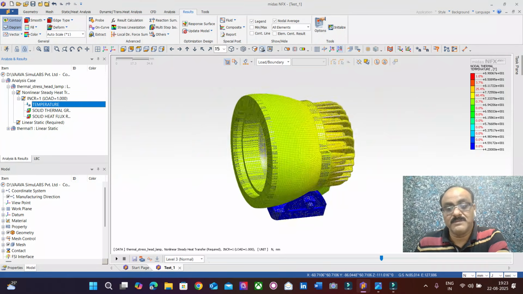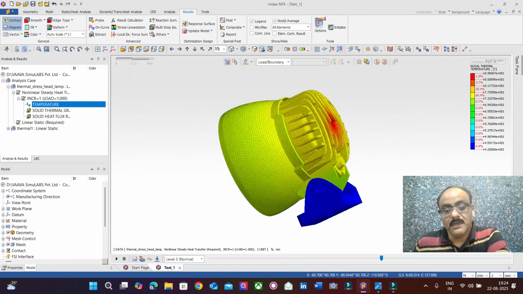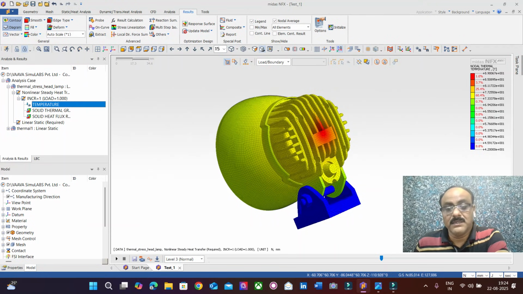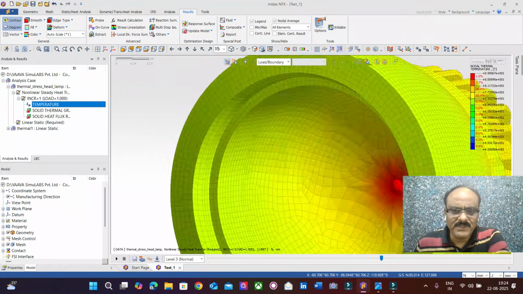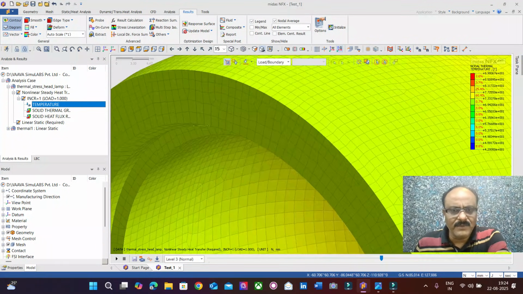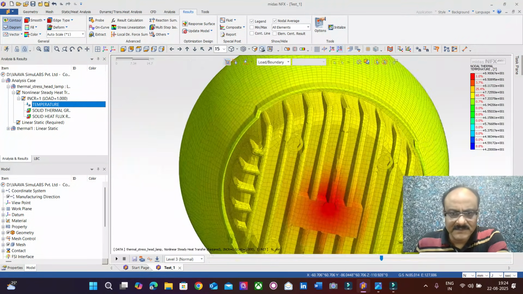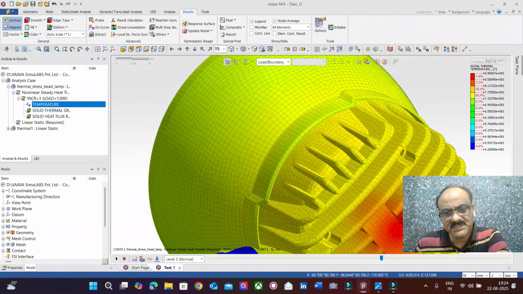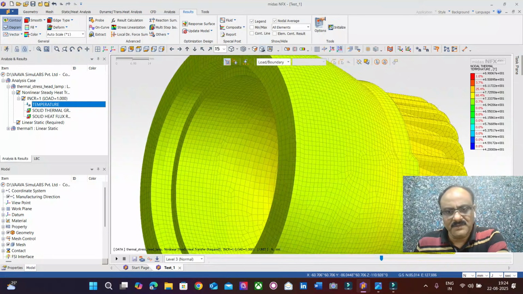Okay, so now the temperature plot is this. So here you will be able to see the contours. Okay, so this is going to be the temperature contour. You will find the entire projector lamp is meshed using hexahedral brick elements. Now these hexahedral brick elements are going to yield me the best results, and that is the main reason for me to use these kind of isoparametric elements.